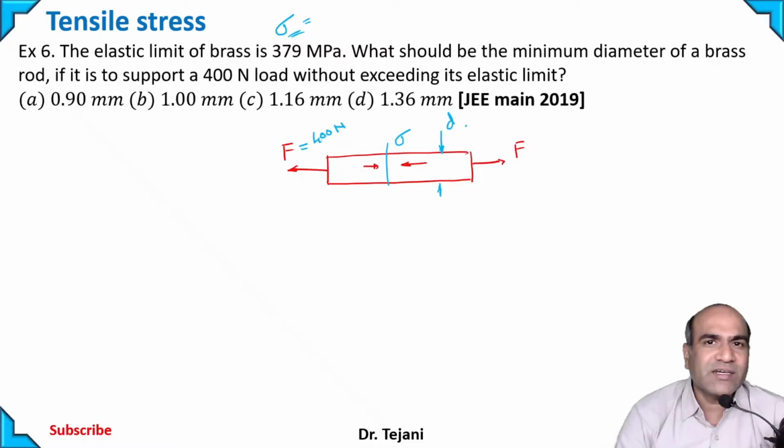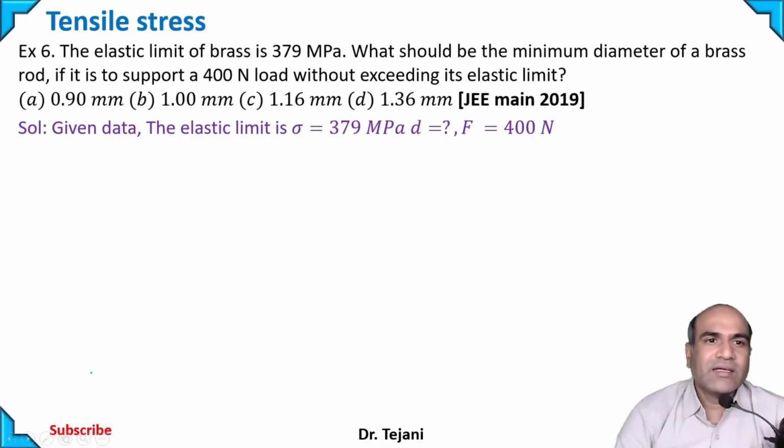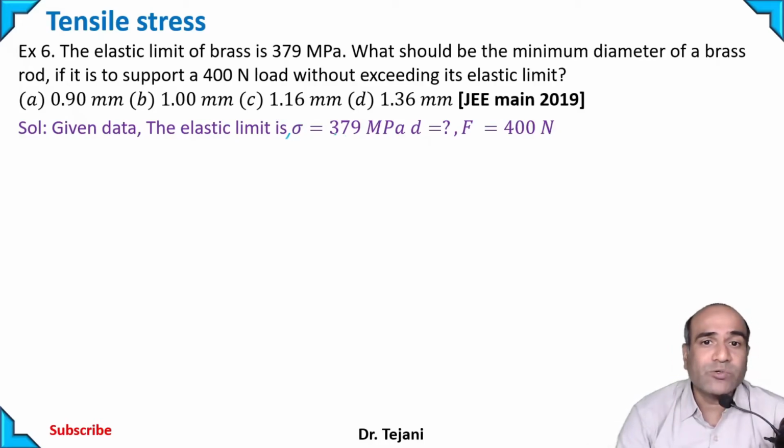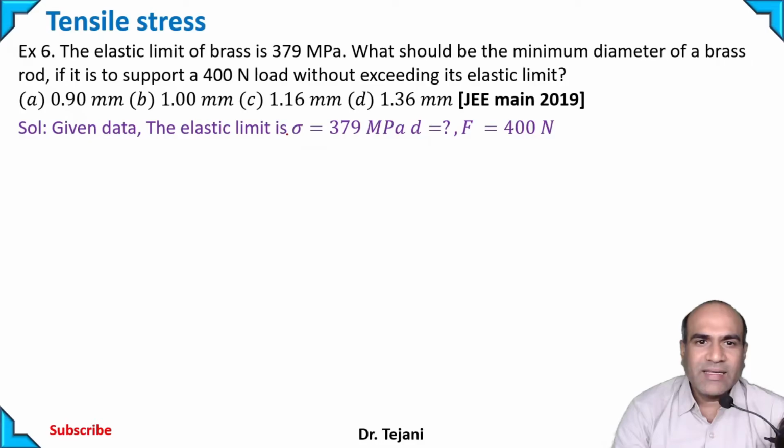This is a design problem, right? So here we need to identify what the diameter should be so that the material should not fail. In the given data, the elastic limit, which we can also call the stress limit, is given as 379 megapascal. So we can put sigma, the elastic limit, equal to 379 megapascal.